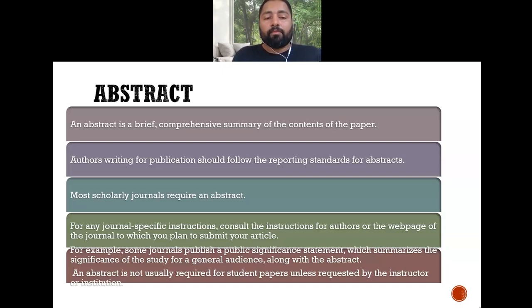I would like to say that every journal, every publisher, has a different mechanism to write an abstract. Sage has a different mechanism, Emerald has a different mechanism, Elsevier has a different mechanism, and Taylor and Francis has a different mechanism. It is up to the journal's preference. Some journals prefer a different style of abstracting. So you can write an abstract, but you have to reframe it according to the journal in which you are submitting the manuscript.